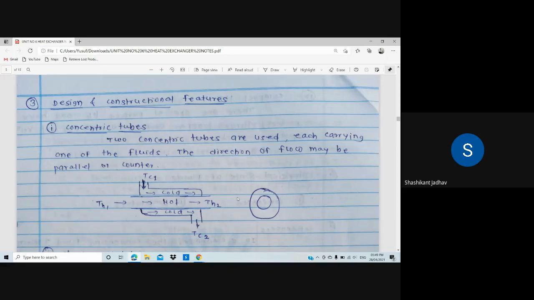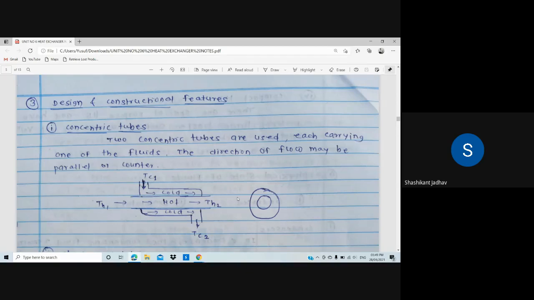So all of you draw that diagram. So whatever the diagram I have drawn there, this is the diagram for the parallel flow heat exchanger. So parallel and counter flow heat exchanger, this is also nothing but concentric type of heat exchanger. Because in that tube is there, therefore parallel and counter flow heat exchanger is nothing but concentric tube type of heat exchanger.